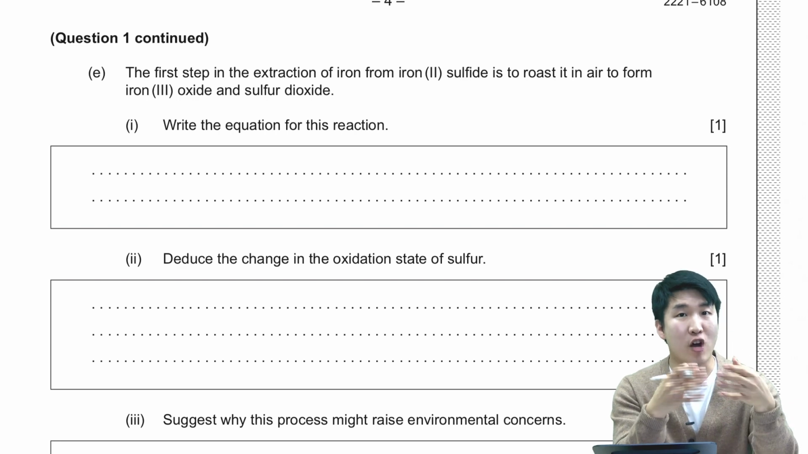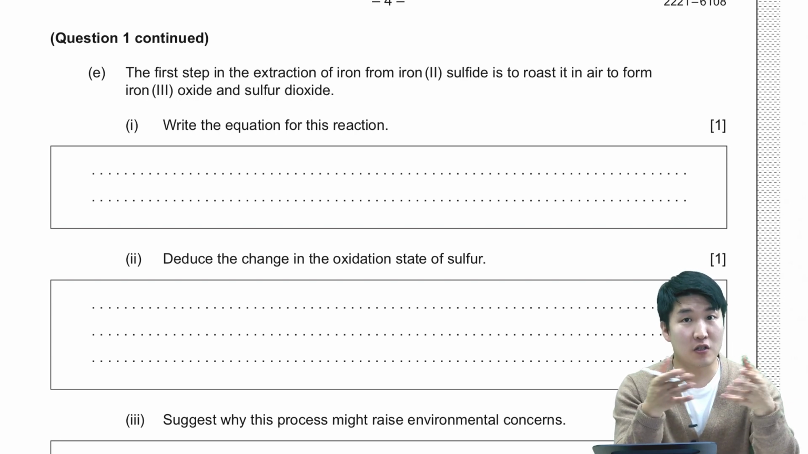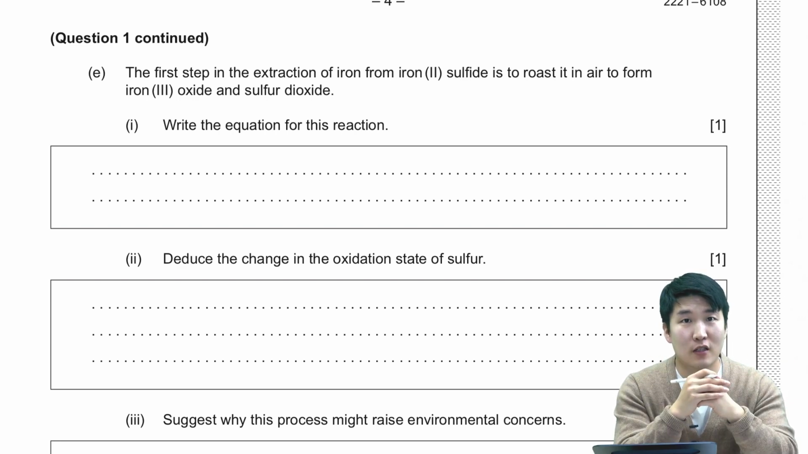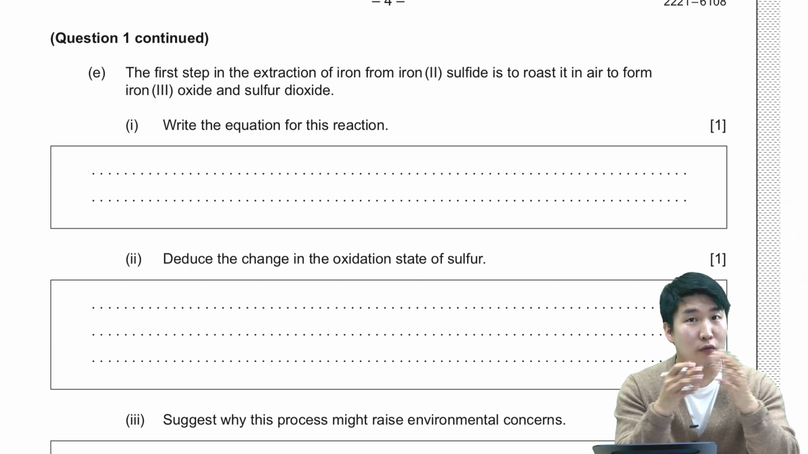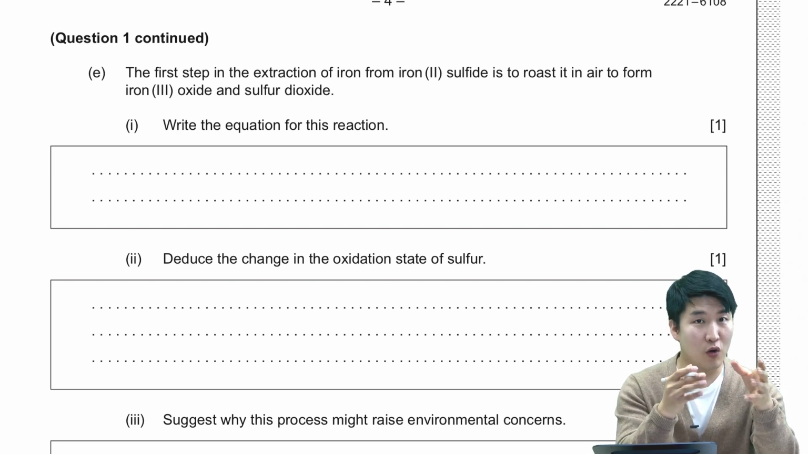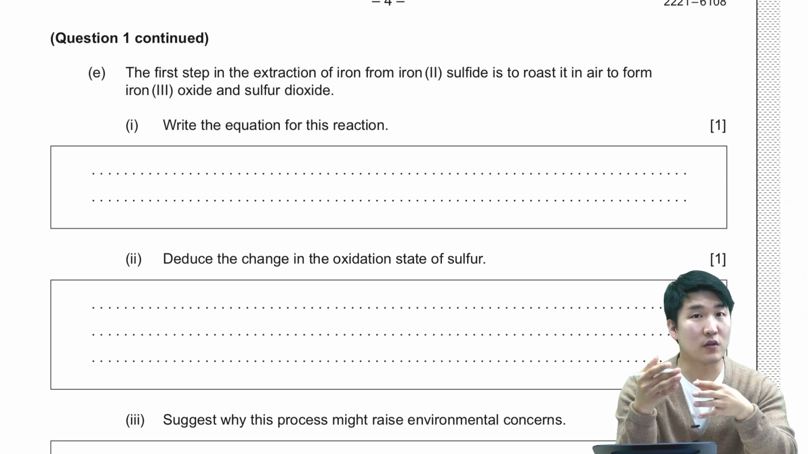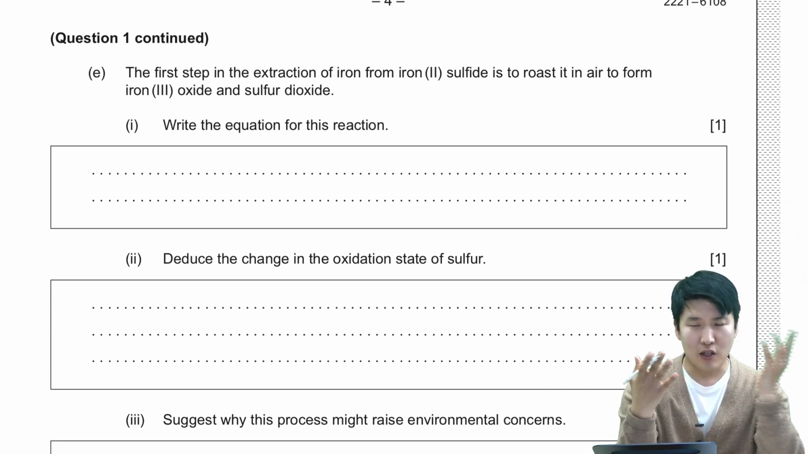We're going to be extracting iron from iron sulfide. The first step is to form iron oxide and sulfur dioxide. Iron sulfide is going to combust, in other words react with oxygen, which will produce iron oxide and sulfur dioxide. Let's write the equation.